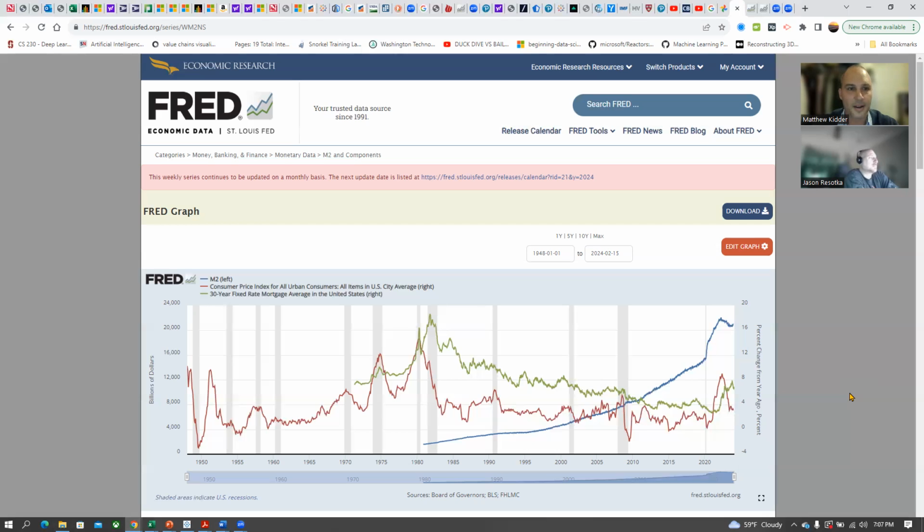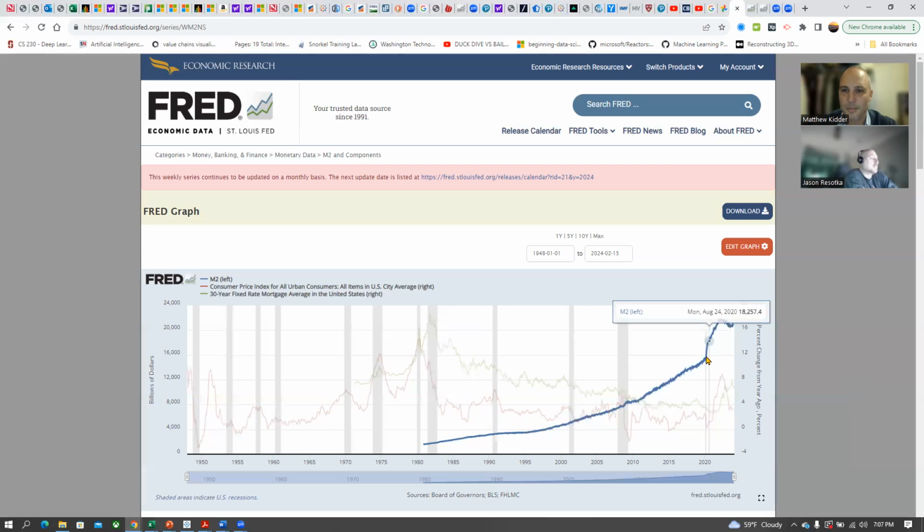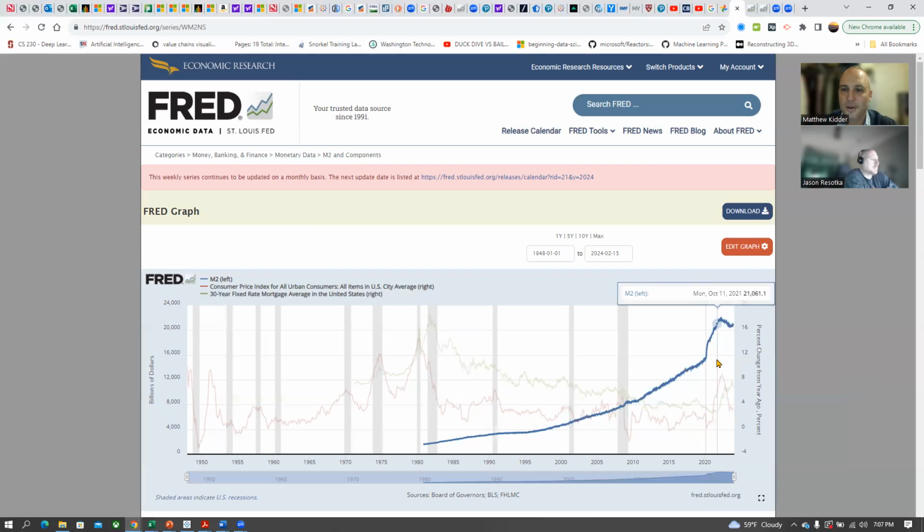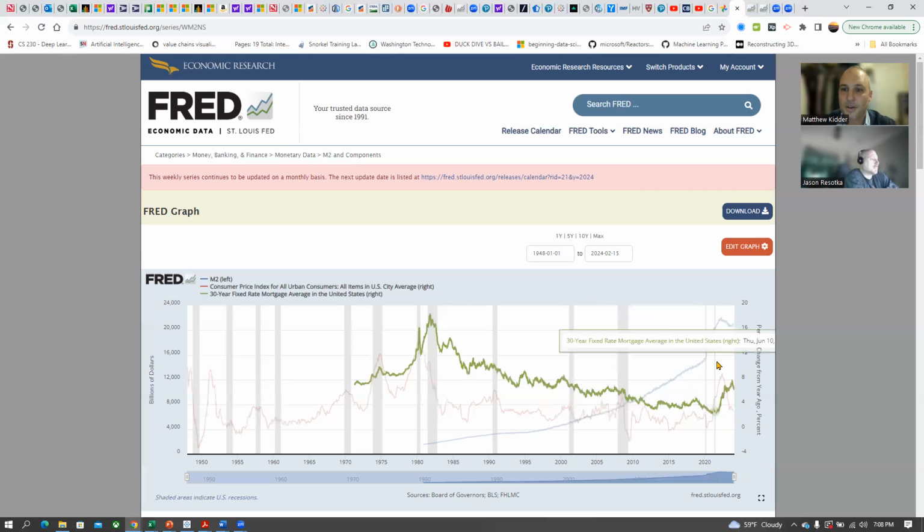The green is the 30-year fixed mortgage rate, and you can see that after the jump, interest rates remained low all the way up. They only started rising at about October of 2021. But this printing happened in March through May of 2020, so quite a while before.